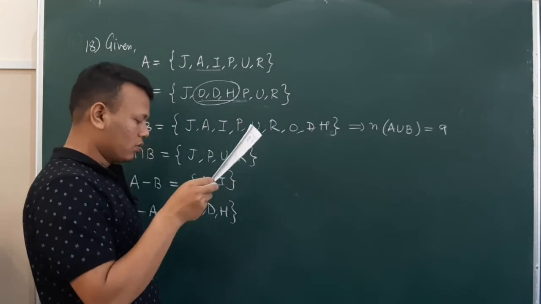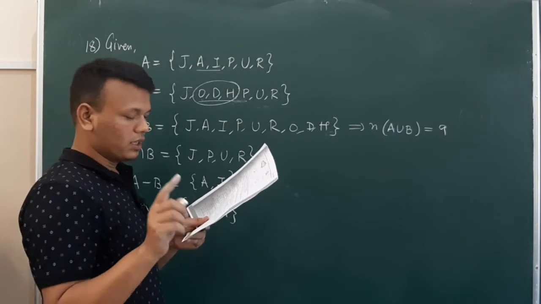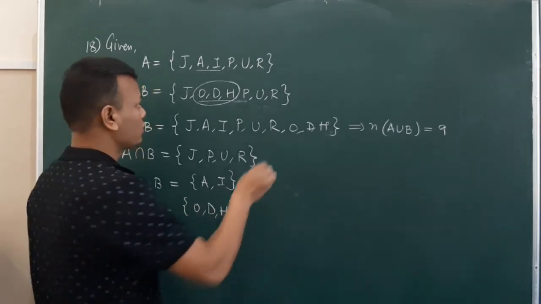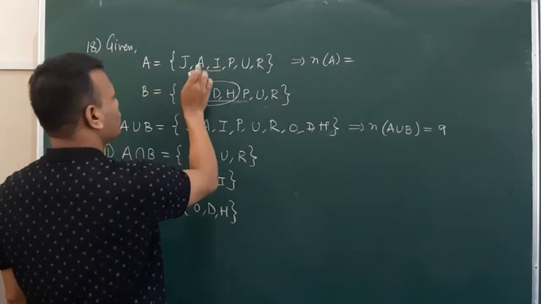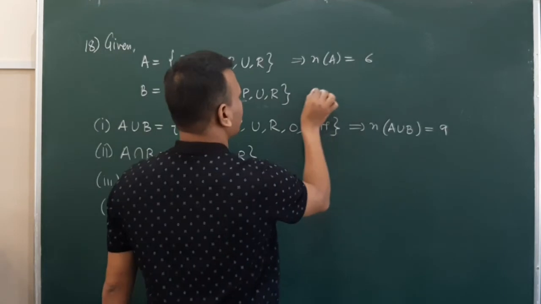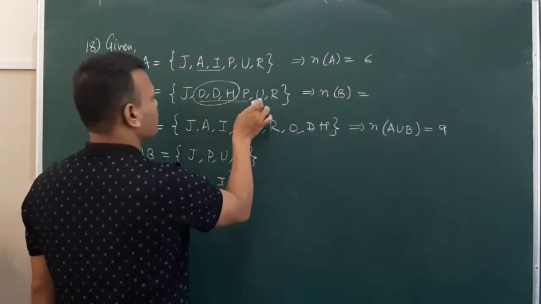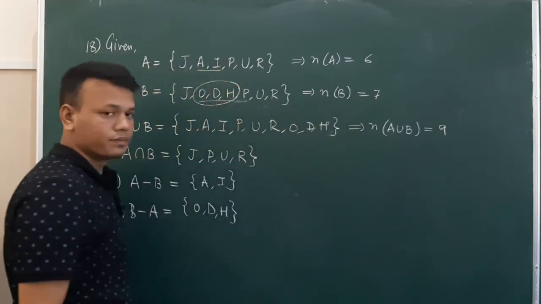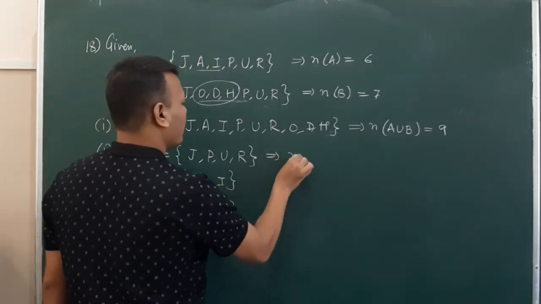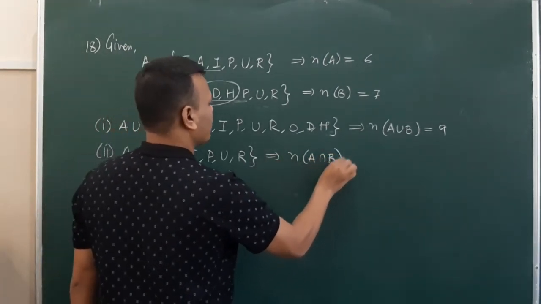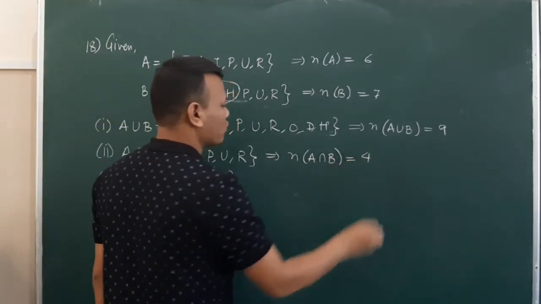Okay, so this N of A union B is equal to N of A plus N of B minus N of A intersection B. Okay, so let us see what is N of A. So from here we see that cardinality of A, how many elements are there? 1, 2, 3, 4, 5, 6. Alright, and what is N of B? Cardinality of B will be equal to 1, 2, 3, 4, 5, 6, 7. Alright. So we will find N of A intersection B as well. Cardinality of A intersection B, how many elements are there? 4 elements are there. So this will be equal to 4.